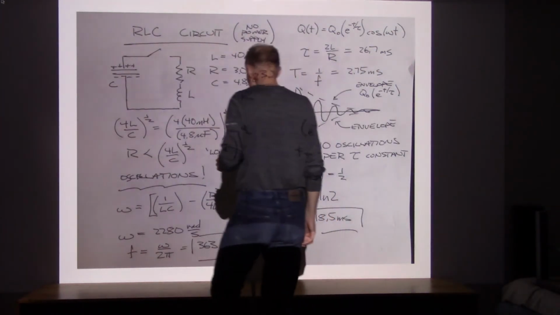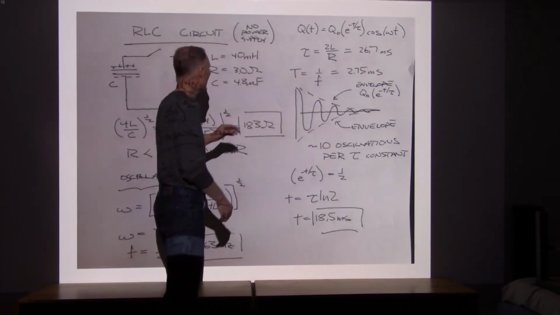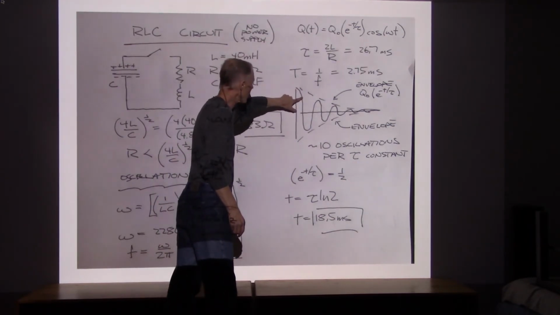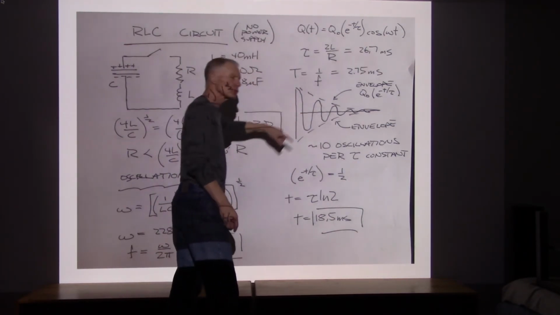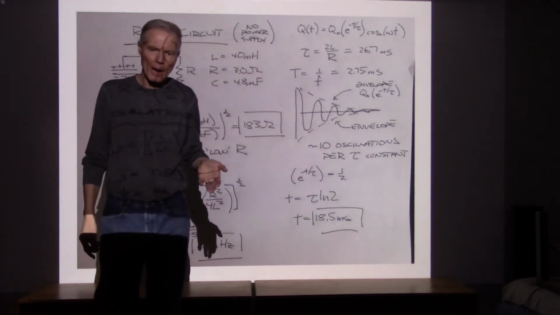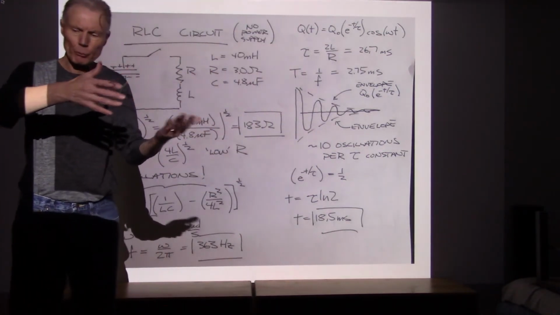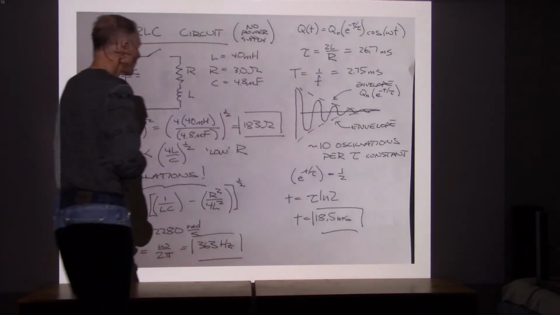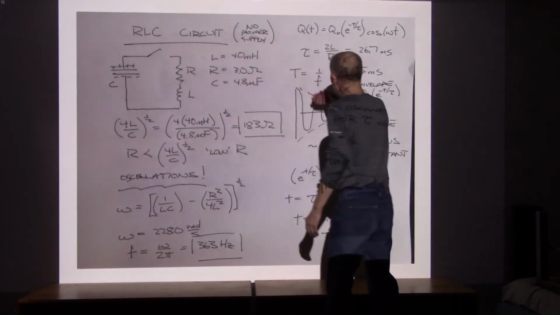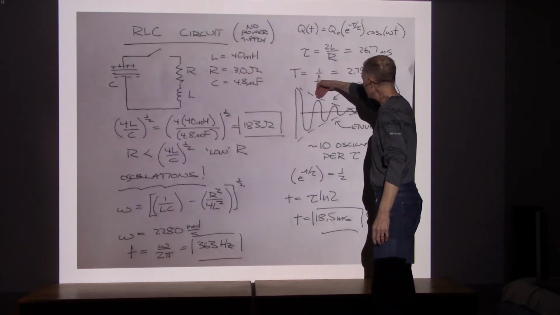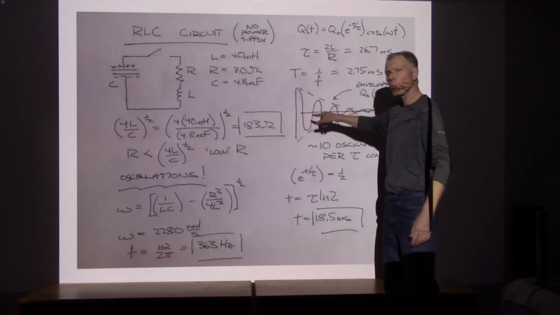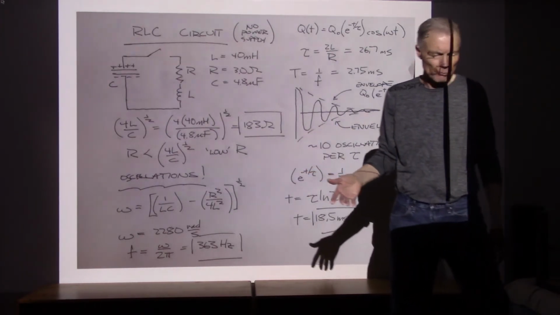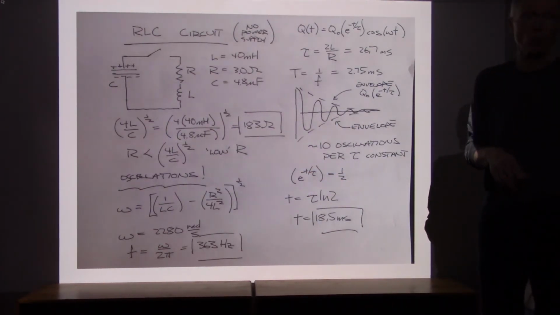Let's see. Clearly, during the very first cycle, the charge drops all the way to 0. So it could be that what they're asking us about is at what point during that first cycle does the charge drop to 0? But that's typically not what the questions are after. Typically what they're after is, when does the envelope itself drop to 1/2 of the original value? So that's what I'm going to solve for.